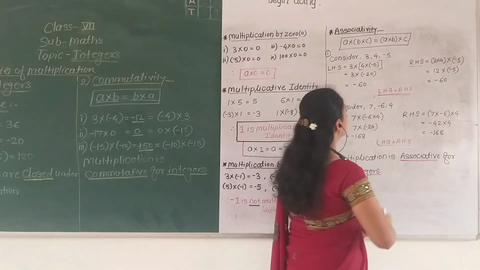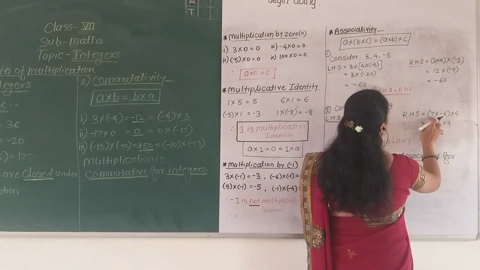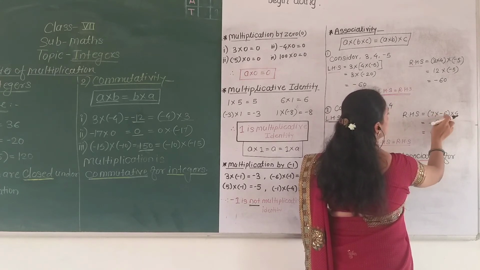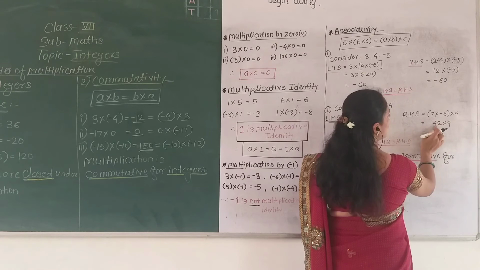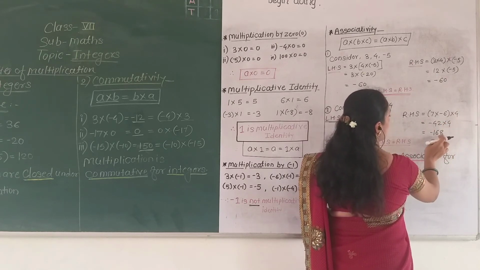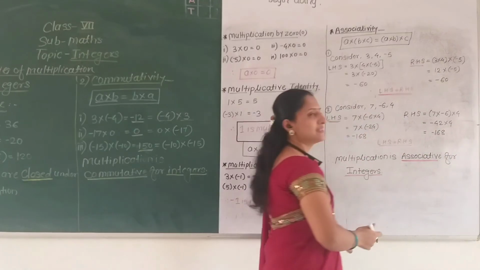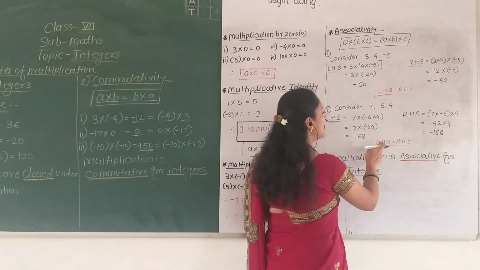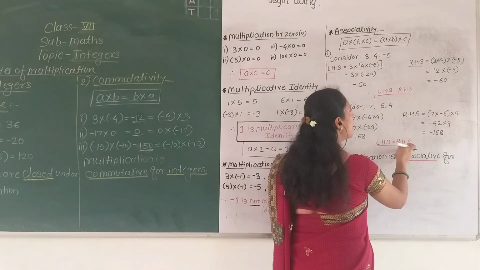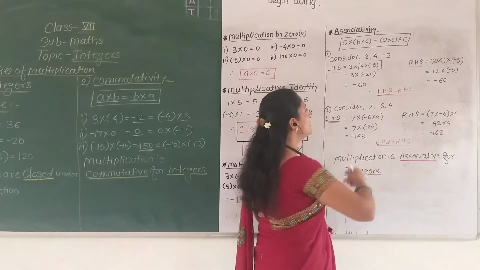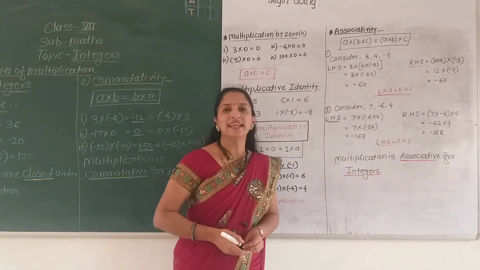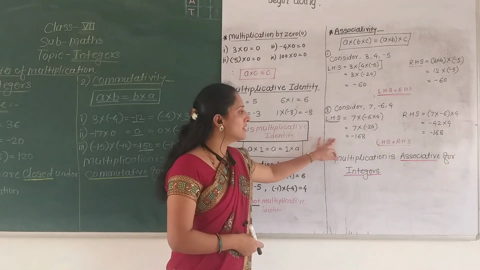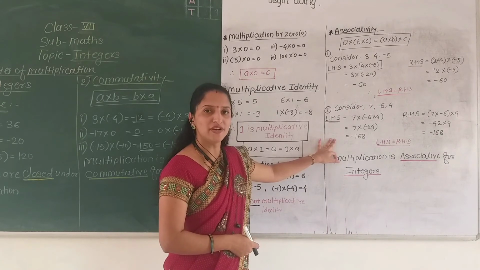Now for the RHS, we make the group 7 into negative 6. 7 into negative 6 is negative 42. Into 4, the answer will be negative 168. So for the second example also, we get LHS is equal to RHS. So for both the examples, we get LHS is equal to RHS. So what do you observe here? What will be your observation?